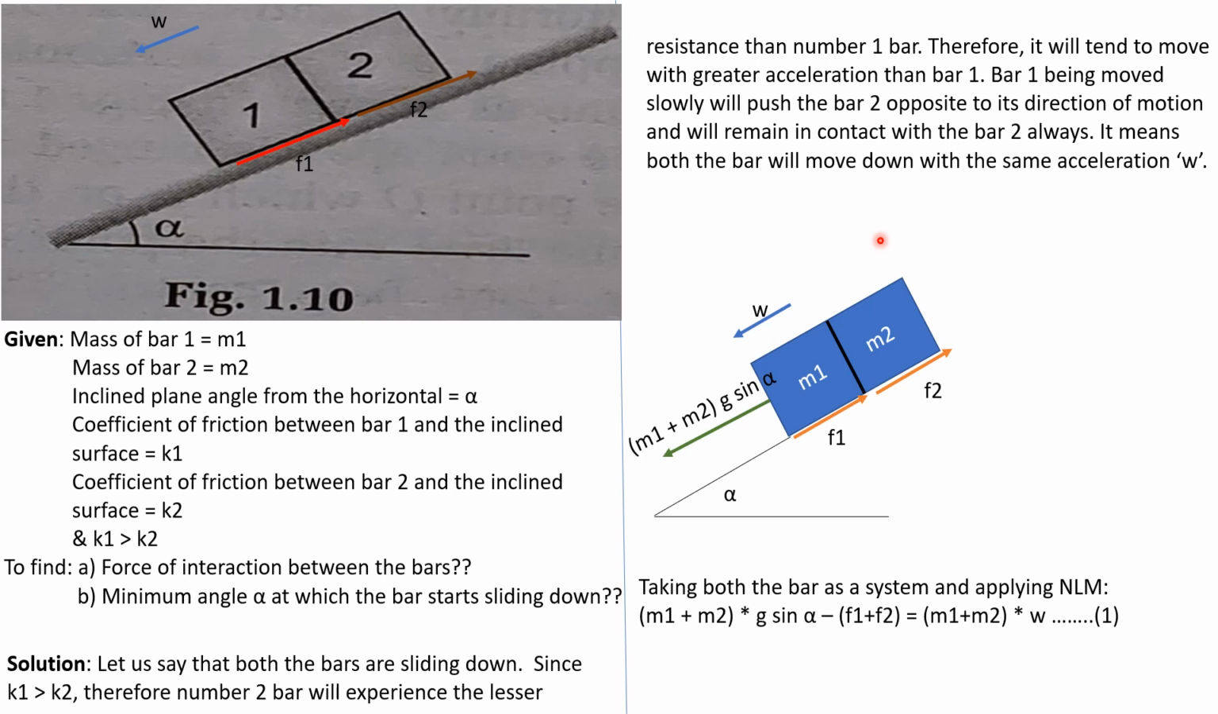So what does this mean? If they are in contact with each other, both the bars will move down with the same acceleration, that is W. Since both the bars are moving with the same acceleration, we will take m1 and m2 together as a system. So this system has a mass of m1 plus m2. Because of this mass, the gravitational force in the direction of the inclined plane is (m1 plus m2) g sine alpha.